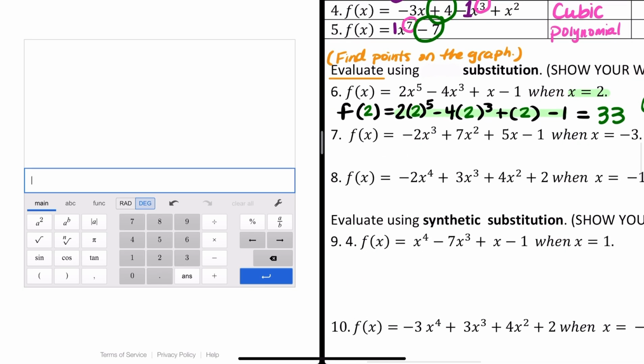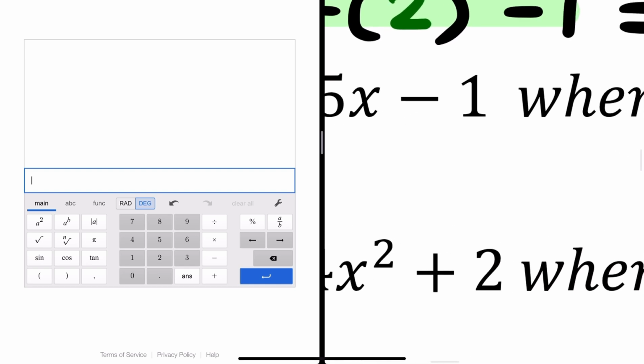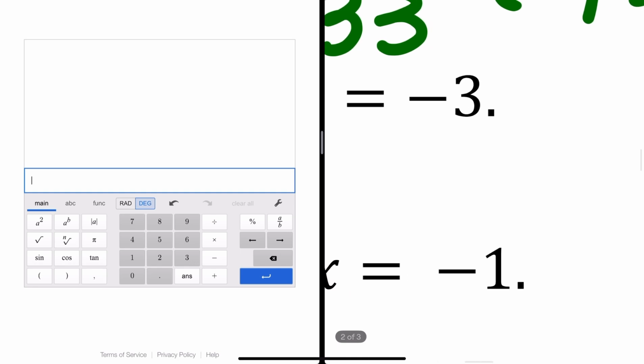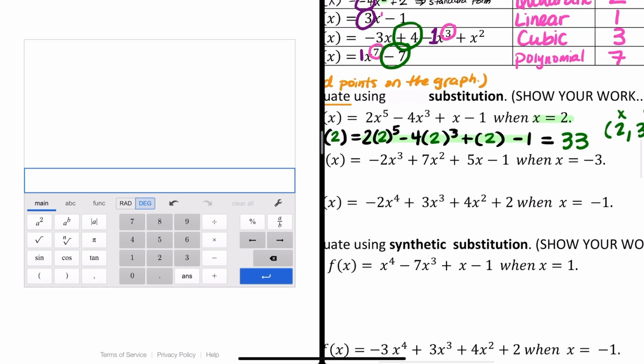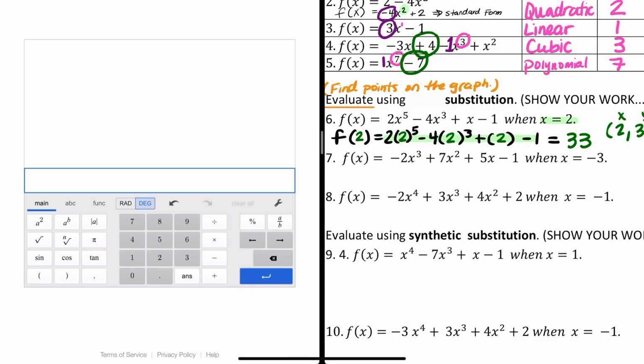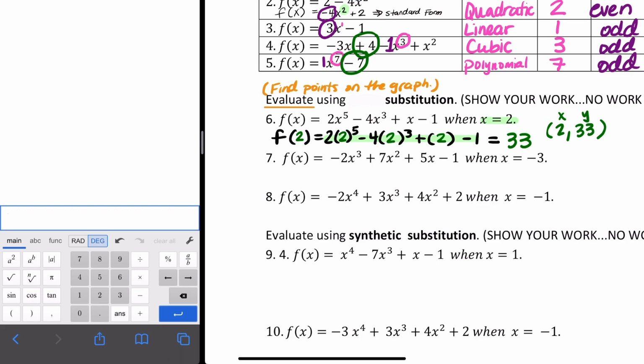Number 7. Okay. We have f of x is equal to negative 2x to the 3rd plus 7x squared minus 5x minus 1 when x is negative 3. So again, we are substituting negative 3 for this x, and this x.